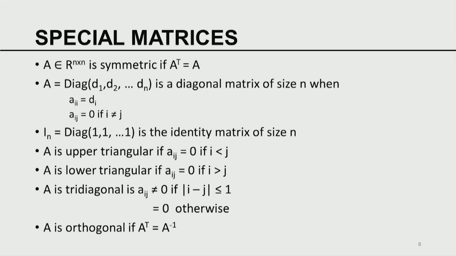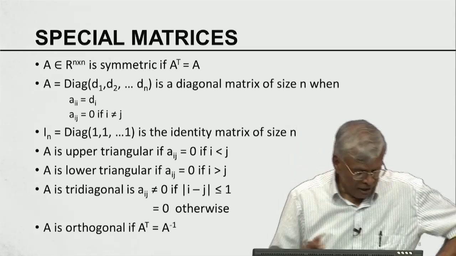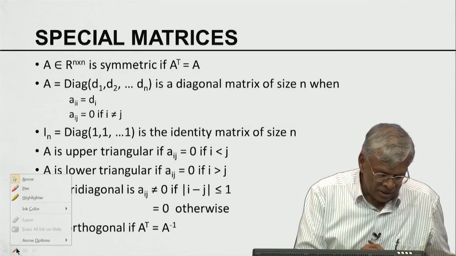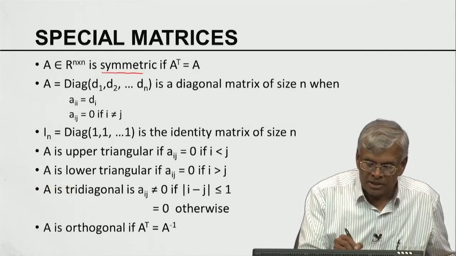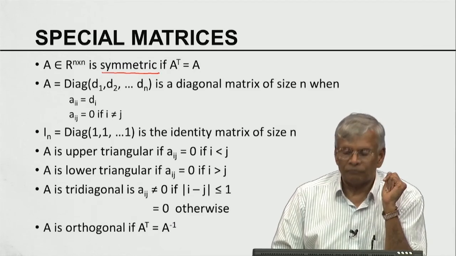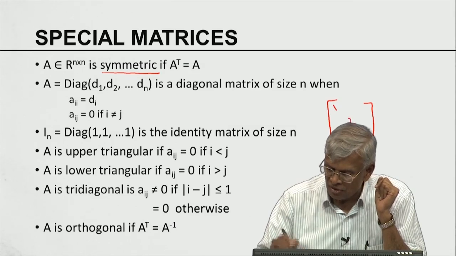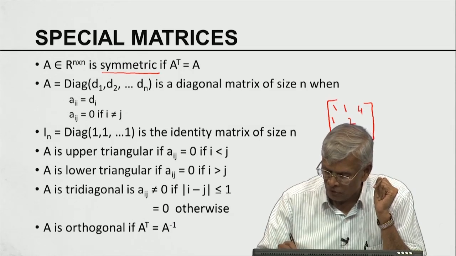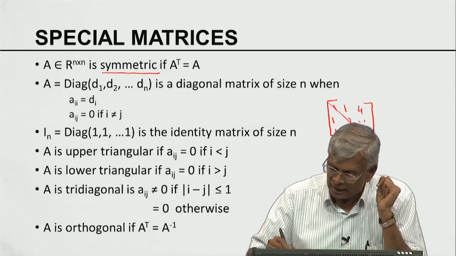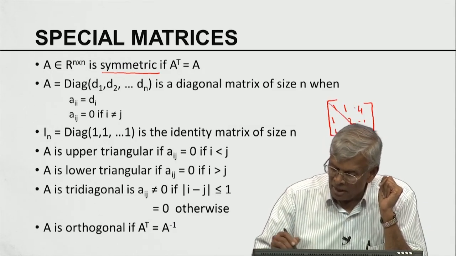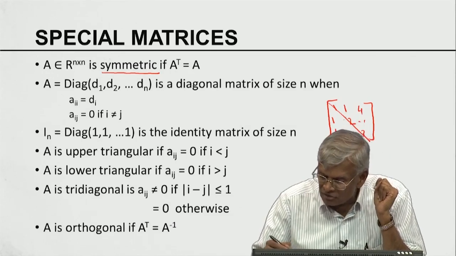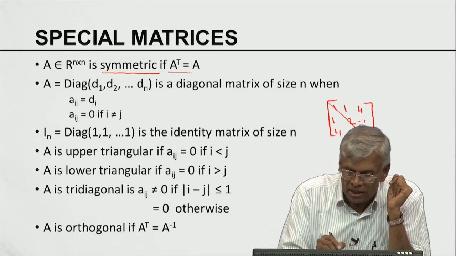Now I'm going to enlist properties of several special matrices. First of the property is called the symmetry. A matrix A is said to be symmetric if A transpose is A. So what does this mean? If I have a matrix, if I have 1, 2, 3, if I have a 1 here, there must be a 1 here. If I have a 4 here, there must be a 4 here. If I have a minus 1 here, I have a minus 1 here. So if I took the diagonal element, the upper triangular part and the lower triangular part are mirror images of each other. And that's what A transpose equals A refers to.